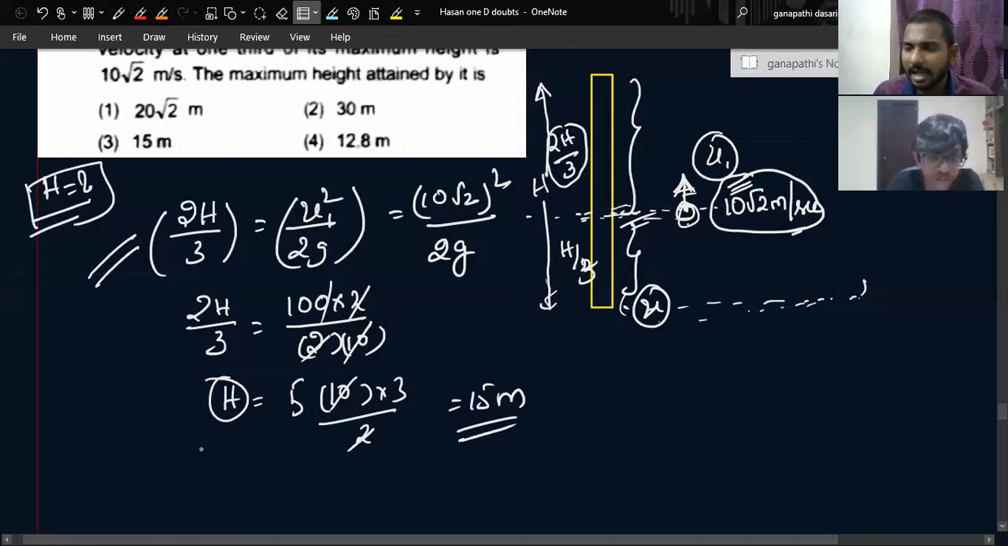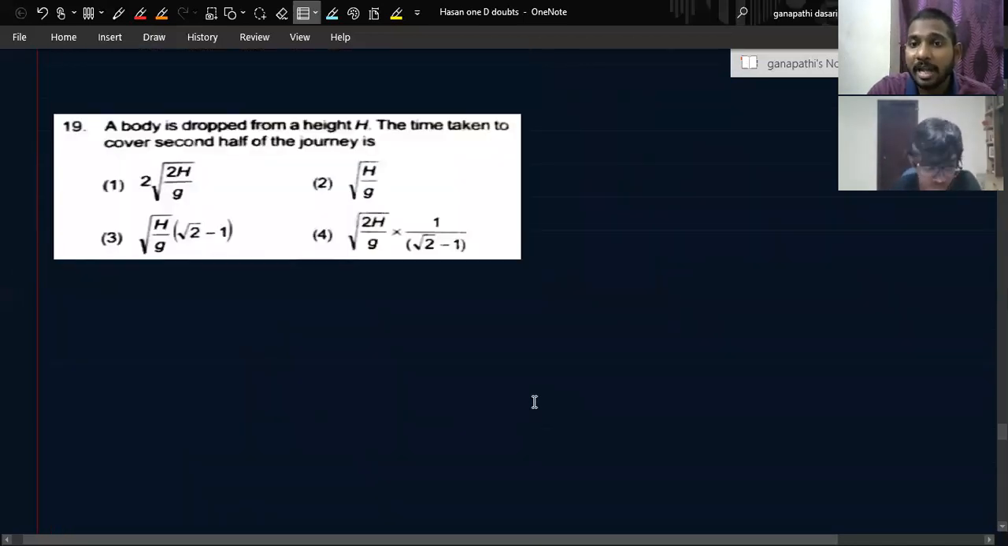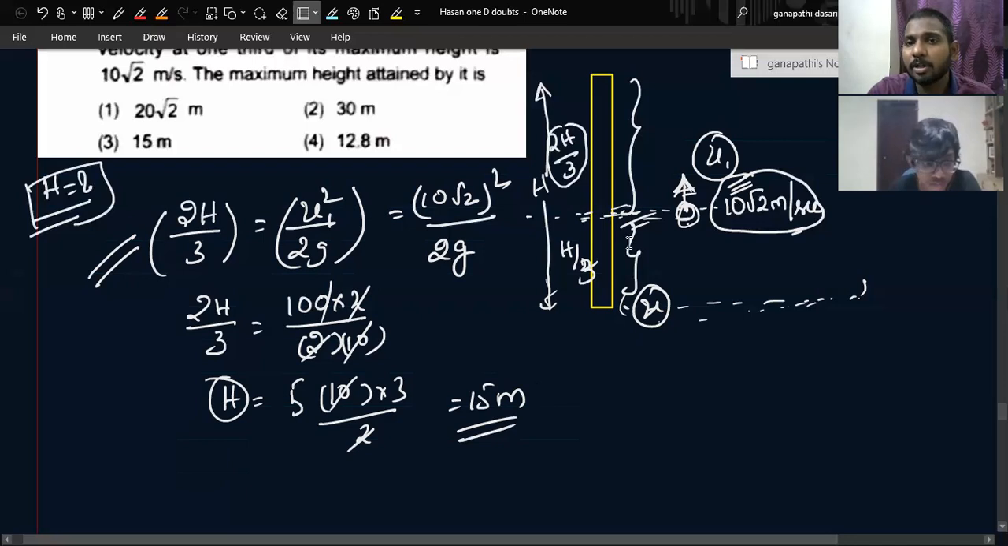Hassan, is it okay? Okay, sir. Got it? That's a tactical move I did. In a similar way, I solved a question also. Suppose initially there is a velocity u here, but here there is a velocity given. You can treat it as the initial point and solve the question with your required conditions, according to the situation.